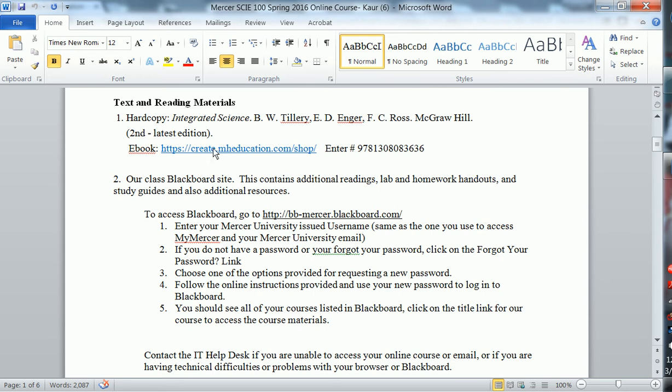For this course we are going to use the book Integrated Science by B.W. Tillery, E.D. Enger and F.C. Ross, a McGraw-Hill publication. You can take any edition, starting from the second up to the latest. The basic information is the same in all these editions. I have also given you the information about the ebook. If you want to buy the ebook, that is also fine.